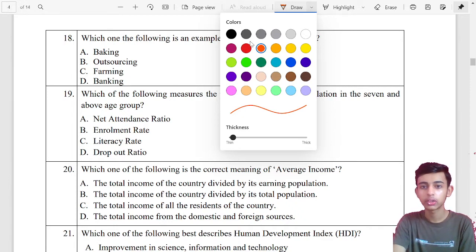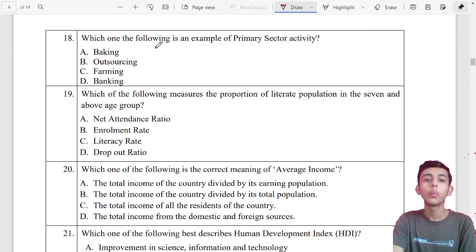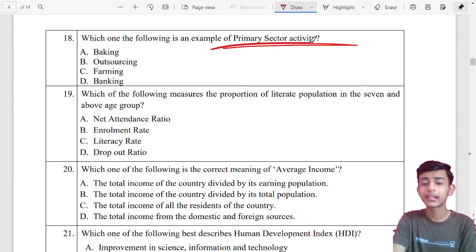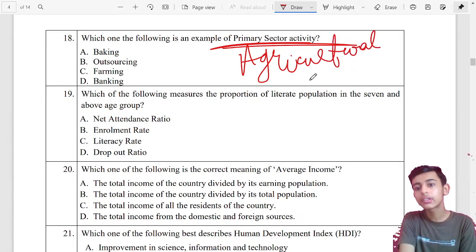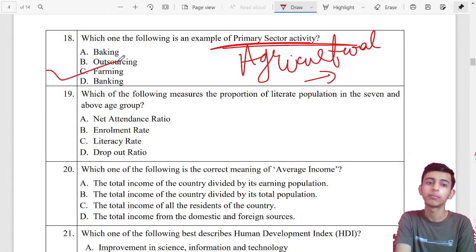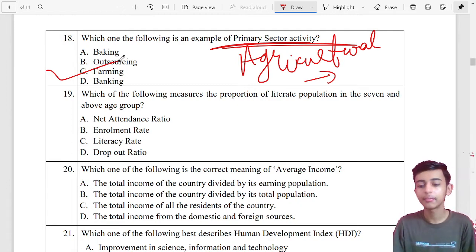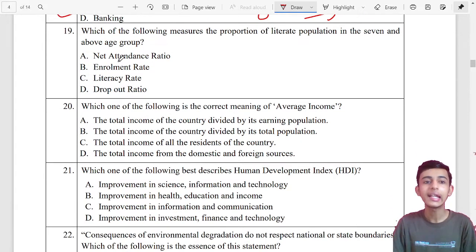Ready, pen. Which one of the following is an example of primary sector activity? Baking, outsourcing, farming, banking. So primary is also known as your agricultural sector. So agriculture is related to what? Farming. Done. Easy. Okay, 19th question.